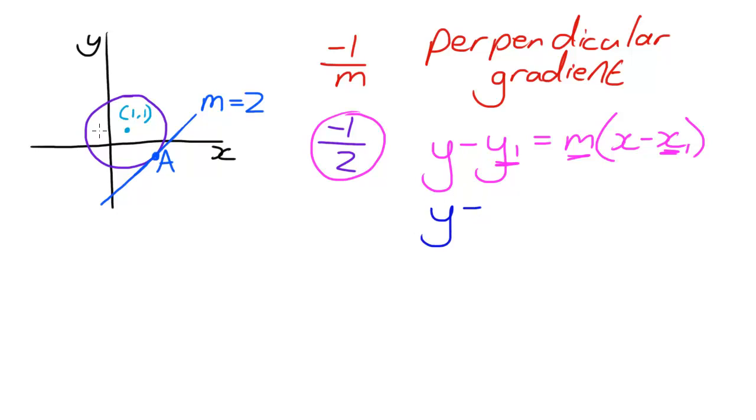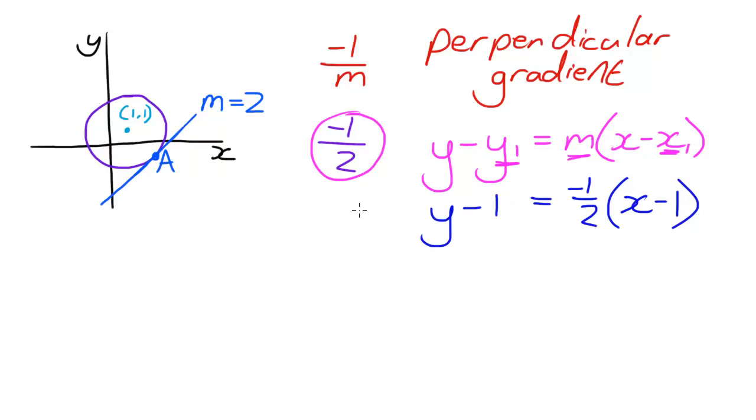So we have y minus 1, which comes from the y coordinate of our point, and that is equal to minus a half of x minus, and then x1 comes from this x coordinate here. I think you get the idea now without me saying it too many times.